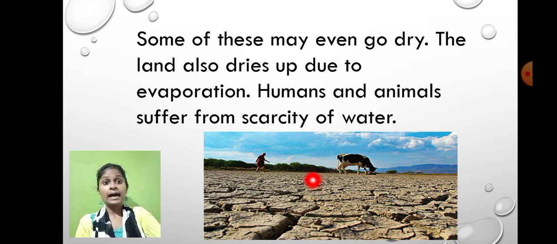Am I right? And therefore the plants, the animals and the human beings who are living in such an area suffer from the scarcity of water. What do you mean by scarcity? Scarcity means deficiency of water. They won't get water for drinking also. And if there is no water for drinking, then our survival will be in danger. Are you getting my point, guys? You can see that the plant and the animal shown here might suffer from the scarcity of water. Scarcity means a less amount of water.